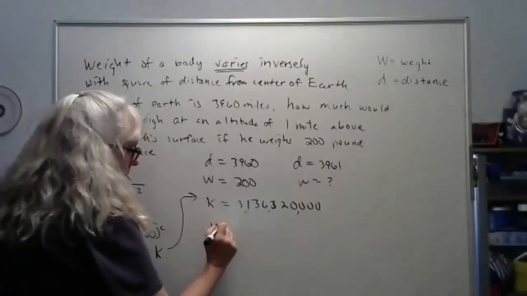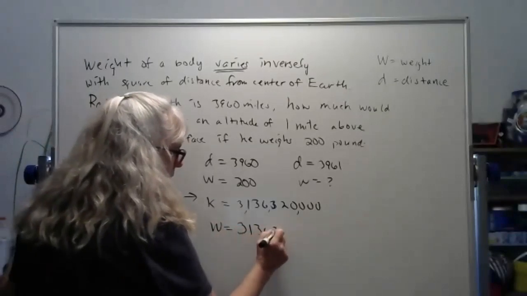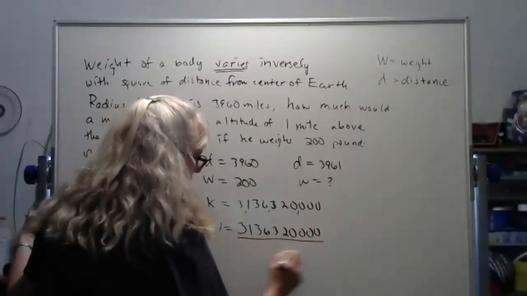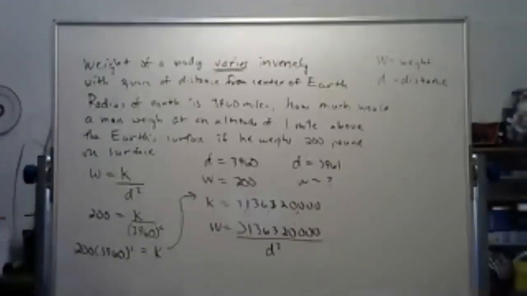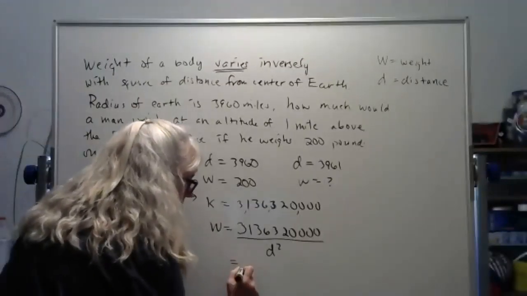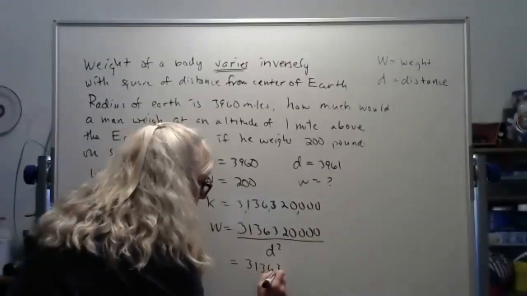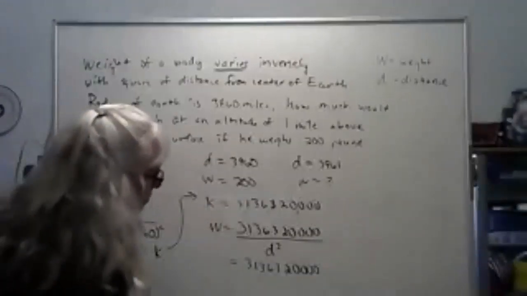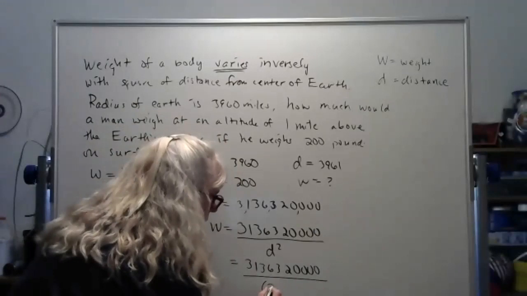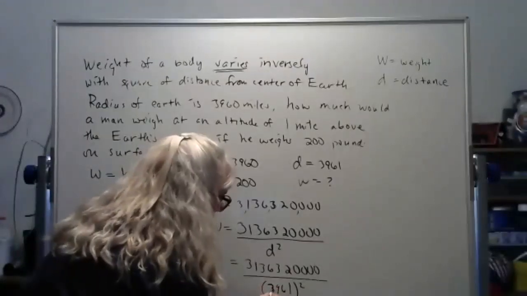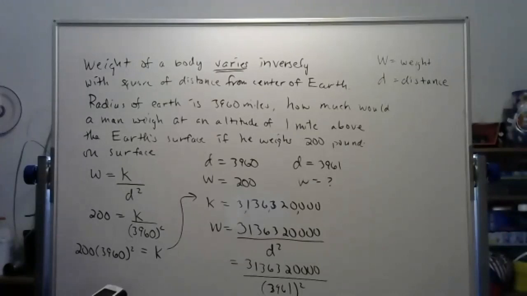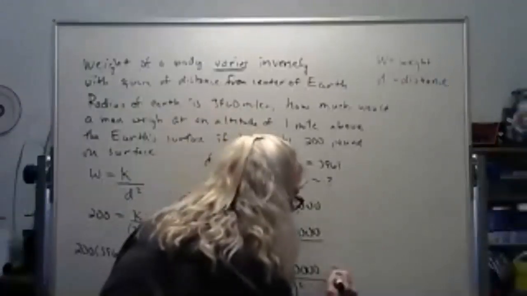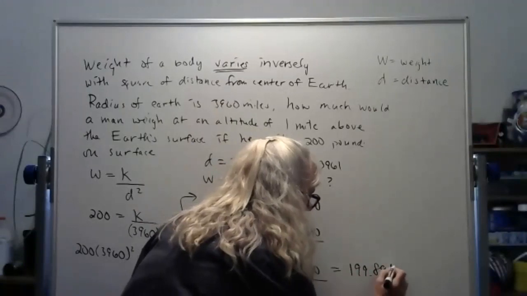So we now know that the weight is going to equal that number over D squared. And now we can go find the weight when you're 1 mile above the Earth's surface. If you go up a mile, does your weight get impacted? So we're going to take that value of K and put it above the 3961 squared because you're 1 mile up. Sorry about that. Forgot to turn my phone off. Divided by 3961 squared. And if you go up 1 mile, you're now 199.89 pounds.